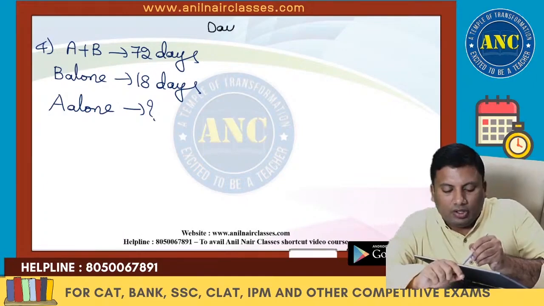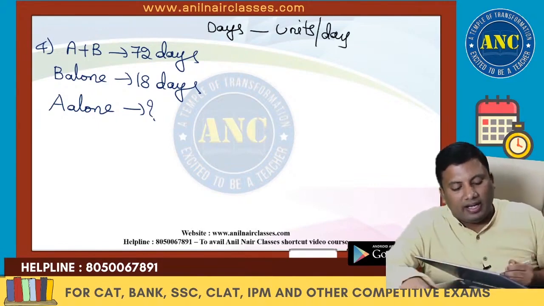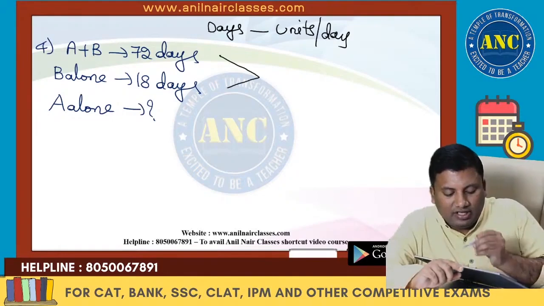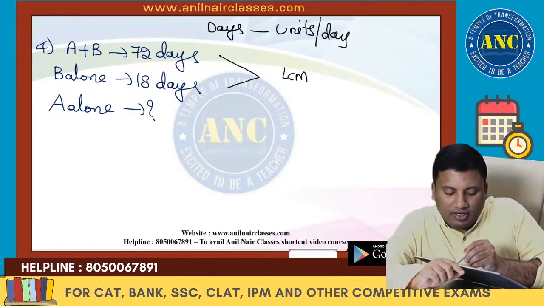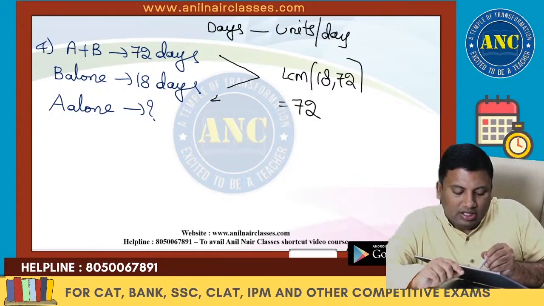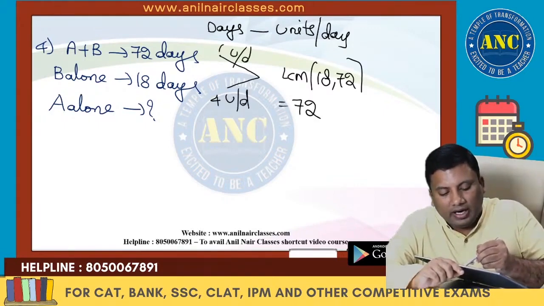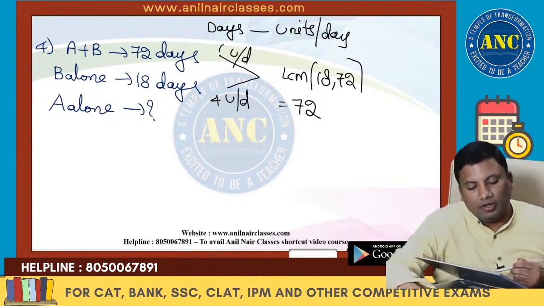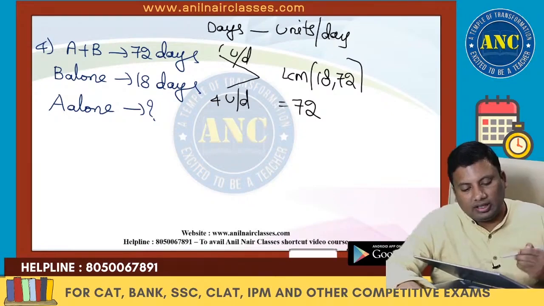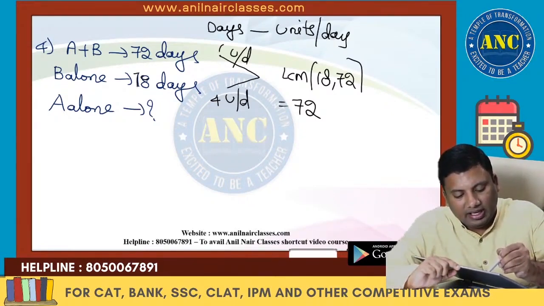Convert the days into units per day. To convert days into units per day, all I require is the LCM of these values. So LCM of 18 and 72, this is nothing but 72. This is 4 units per day. This is 1 unit per day.